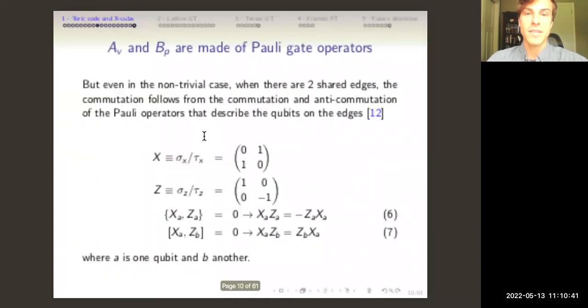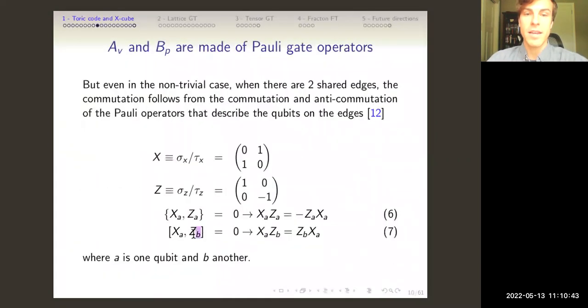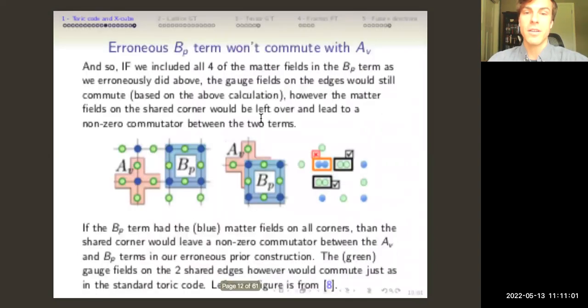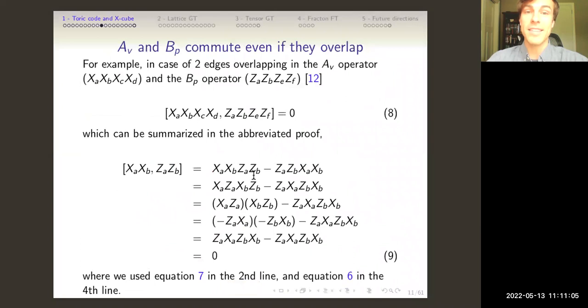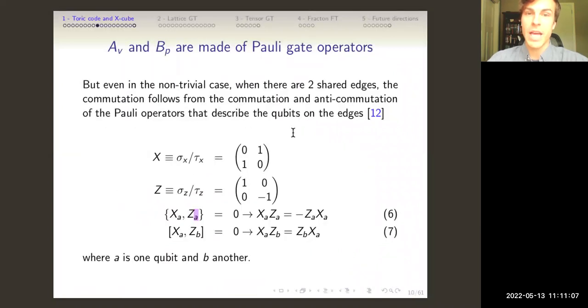same site, like here, this is one quivet and this is the other, which the Pauli matrices are giving us, they commute. So we don't need to worry about that. But if they do overlap, this anti-commutation can be shown that even if these terms do share an edge, as follows, that they commute. So that is if we don't include a matter field. However, if we do include a matter field, things get hairy.